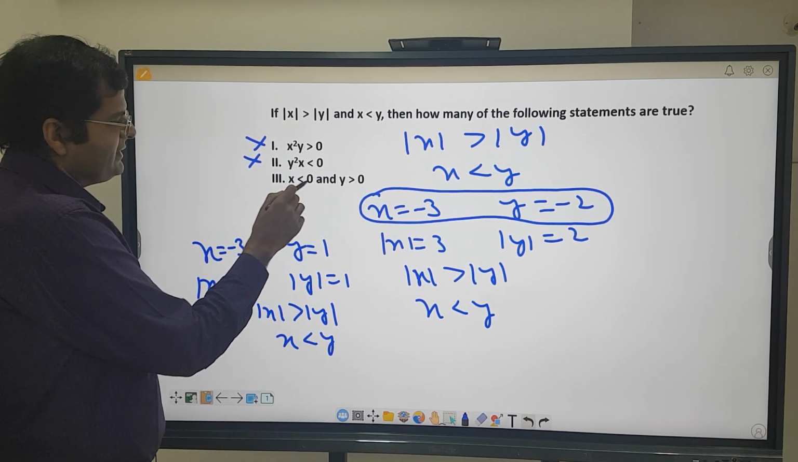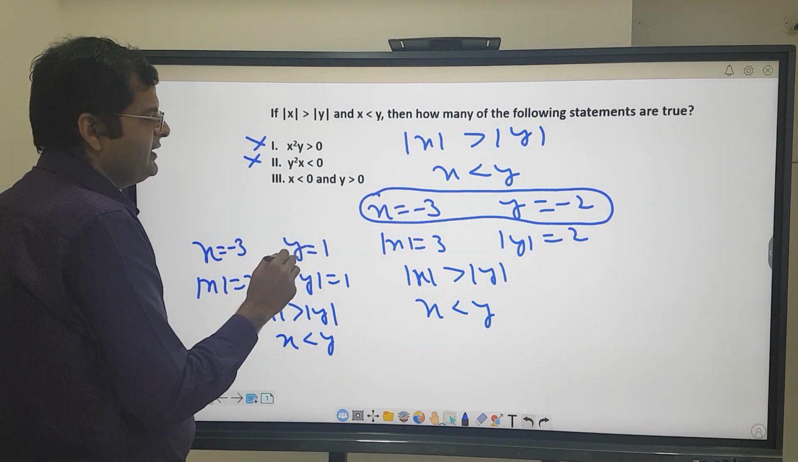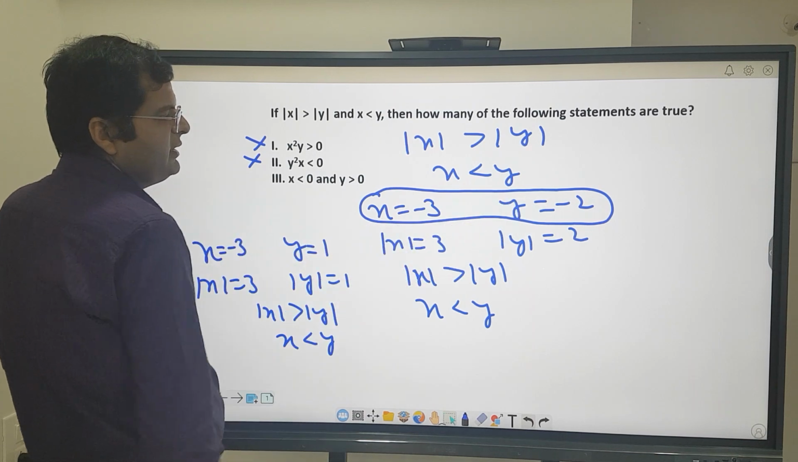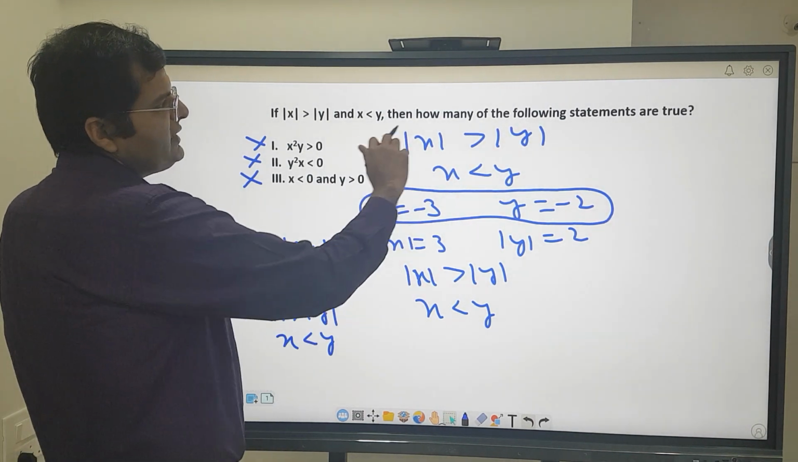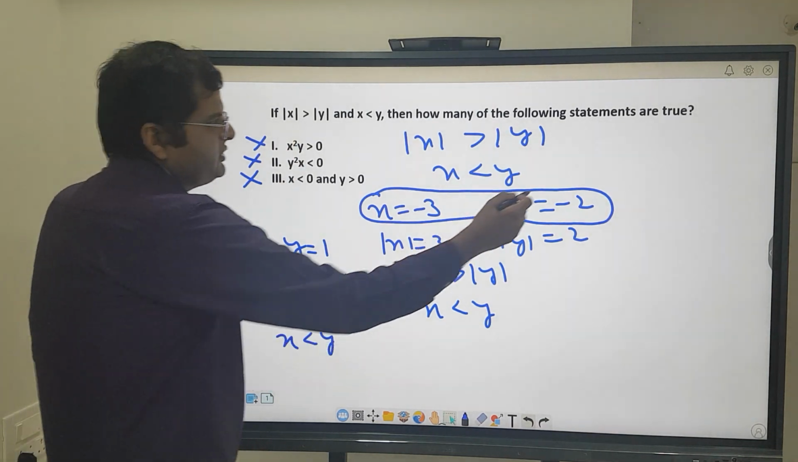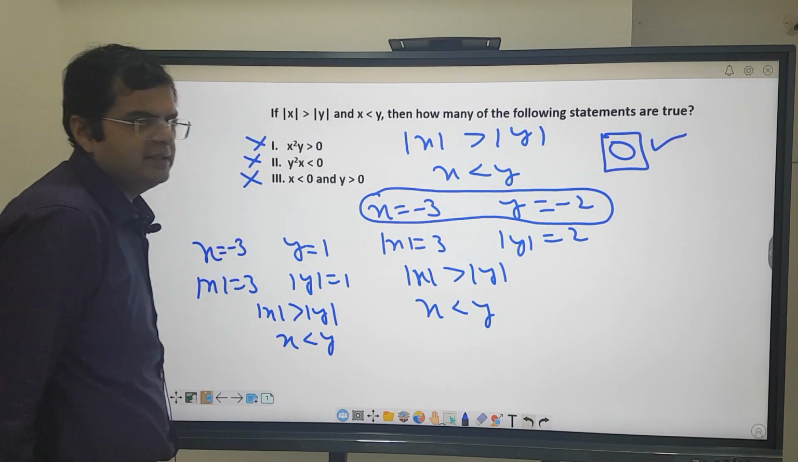Then x is less than 0 and y is greater than 0. x less than 0 is for sure true, but this is also not always true. There is a possibility when x is less than 0 and y is also less than 0. So this is also not always true. The question is, how many of these statements are true? None of them are true. So 0 is the answer here. 0 is the right answer. All right.